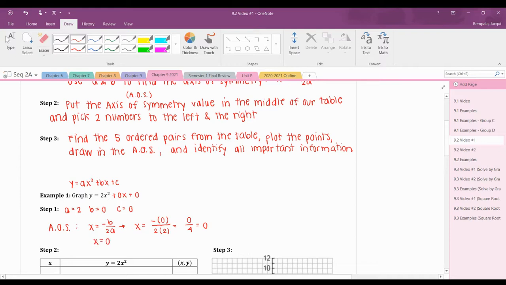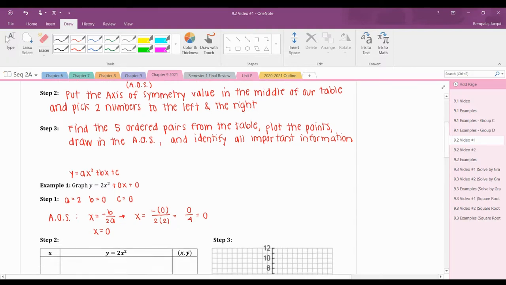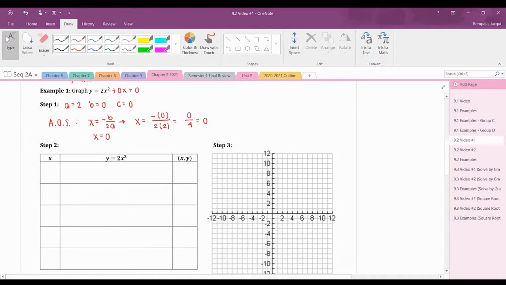Okay, so that was all step number 1. Step number 2, I'm going to put that value for the axis of symmetry in the middle of my table. So notice here's my table, and there are 5 spots for x's. So that's going to go in the third spot because that's in the middle. Then I'm going to pick 2 values to the left and to the right of 0. So to the left of 0, if you think about a number line, would be negative numbers. So -1 and -2. If I think about numbers to the right of 0, that would be positive numbers. So 1 and 2. So now I'm going to take these values and substitute them into that equation, y equals 2x squared, and that's going to help me get my ordered pairs.